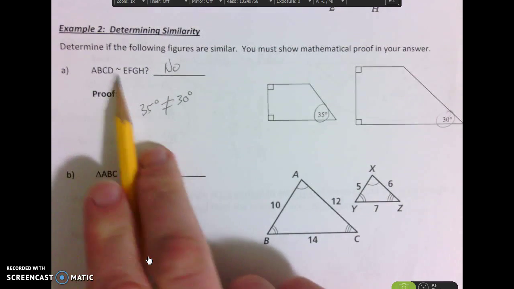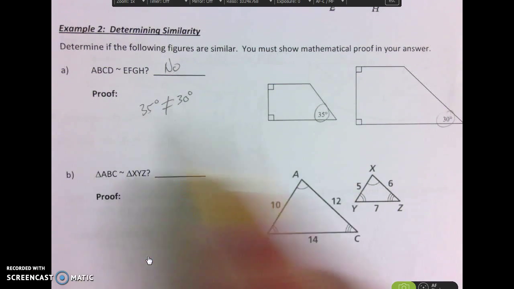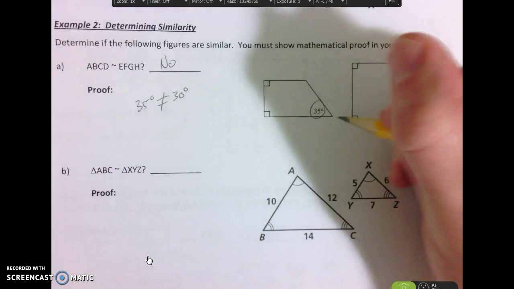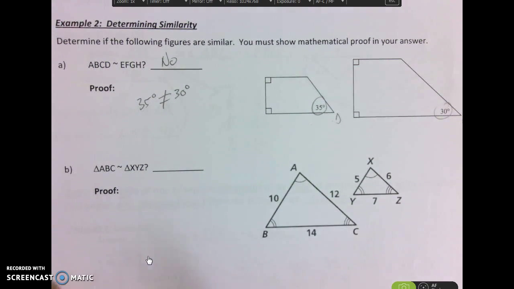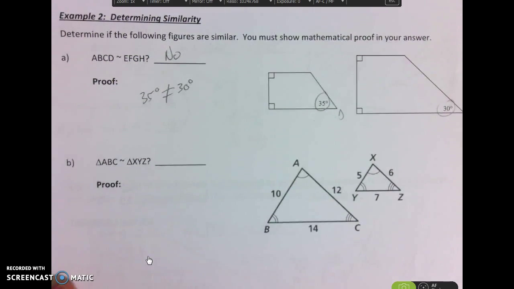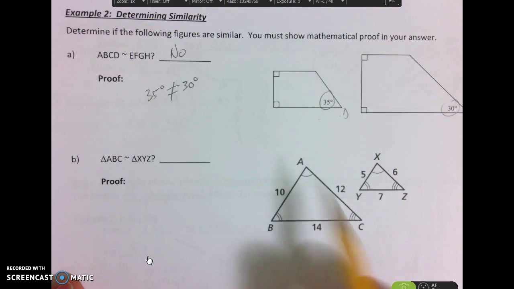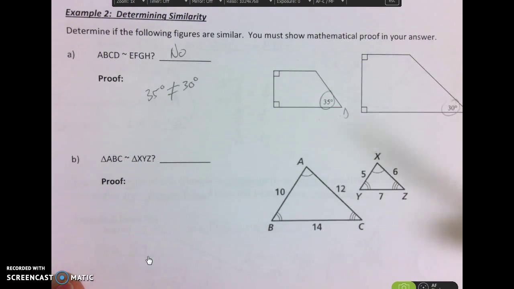The angles are not labeled, but I could also say, if this were angle D and this one were angle H, I could say angle D is not congruent to angle H. Part B. If we look at part B, remember there are two things you have to prove again. You have to prove all angles are congruent, and you have to prove all sides are proportional.